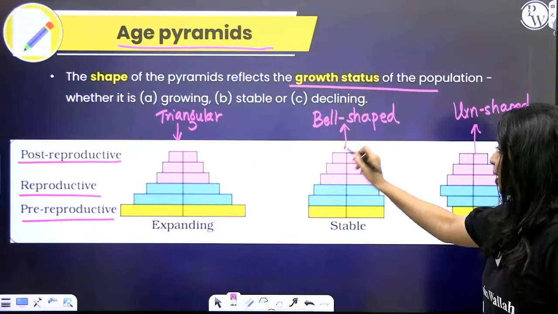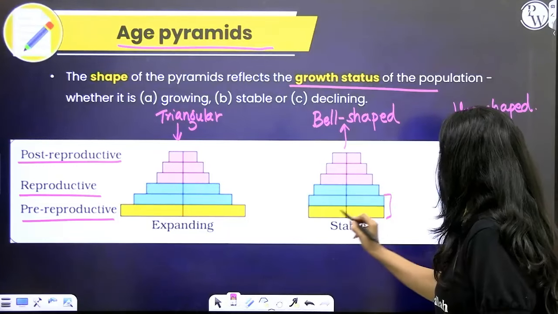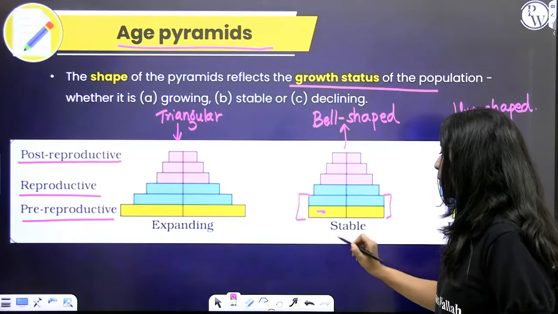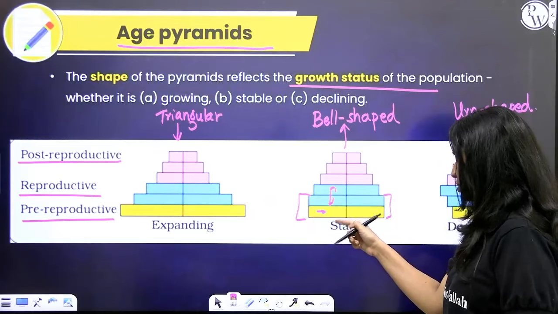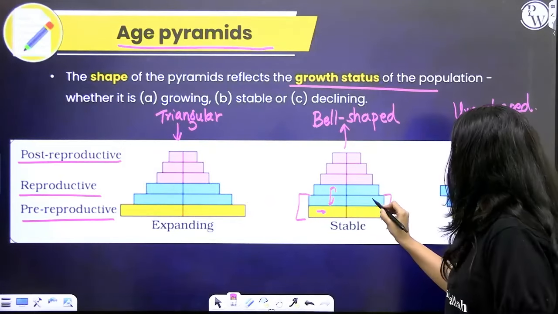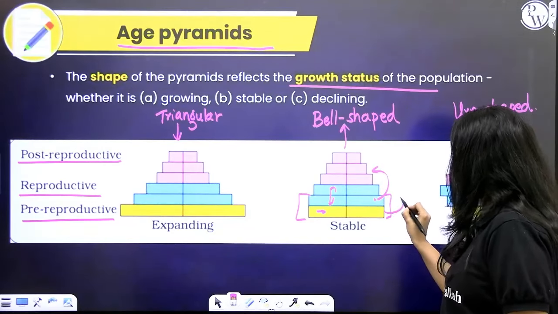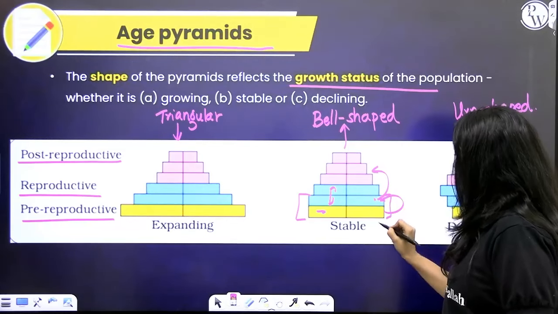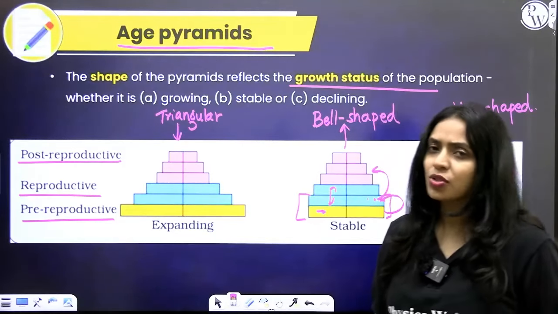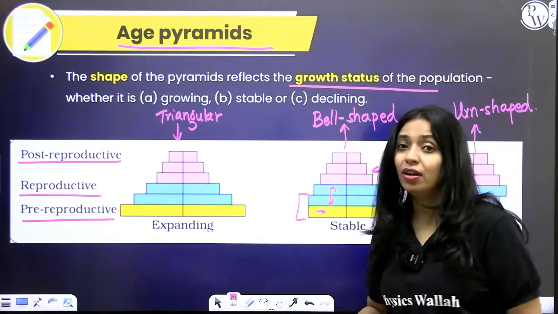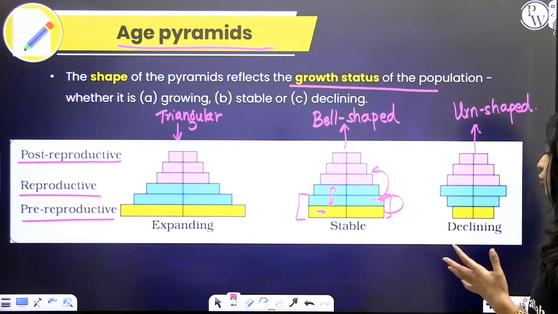Next, we have stable. If the age pyramid is bell-shaped, then the pre-reproductive, represented by the yellow bar, and the reproductive, represented by the blue bar, there's not much difference, you can see. It is pretty much the same. So what does that indicate? Once these individuals lose the reproductive ability, they will become post-reproductive, and these pre-reproductive individuals will replace them. Since there's not much difference between these two, the population size is not going to change very dramatically. It's going to pretty much remain the same. So it's going to be stable. This kind of age pyramid indicates that the growth status is stable.